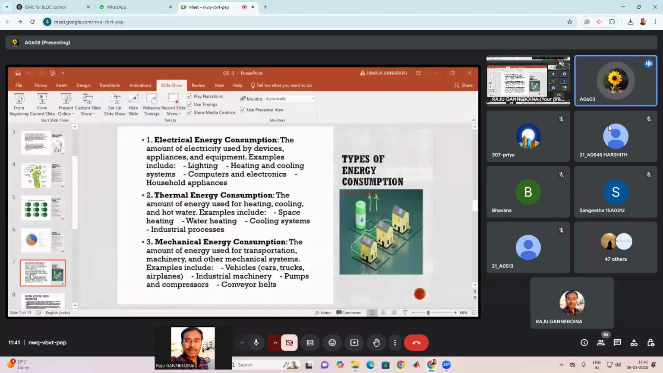Electrical energy consumption includes lighting, heating and cooling systems, computers, and electronics. Thermal energy consumption covers space heating, water heating, cooling systems, and industrial processes. Mechanical energy consumption is with vehicles, aeroplanes, cars, trucks, industrial machinery, pumps and compressors, etc. And also conveyor belts, which we use in industries, and also at airports for luggage scanning, everything.